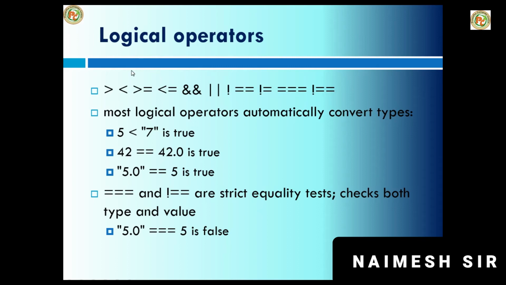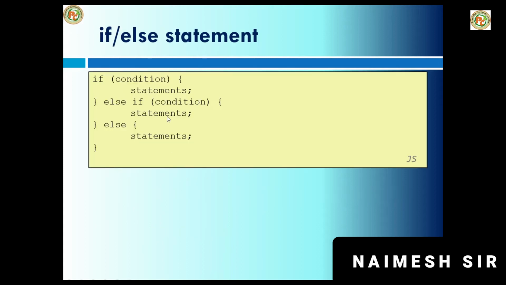Operators: there are different kinds of operators. From those, the logical operators are there. For example, greater than, less than, greater than or equal to, less than or equal to, and, or, not equal to, double equal to, triple equal to, not equal to with double equal. Okay, so and means both conditions should be true. Or means either condition can be true. Not equal to means the two are not similar. Okay, so it is called the logical operator. Please remember this, students.